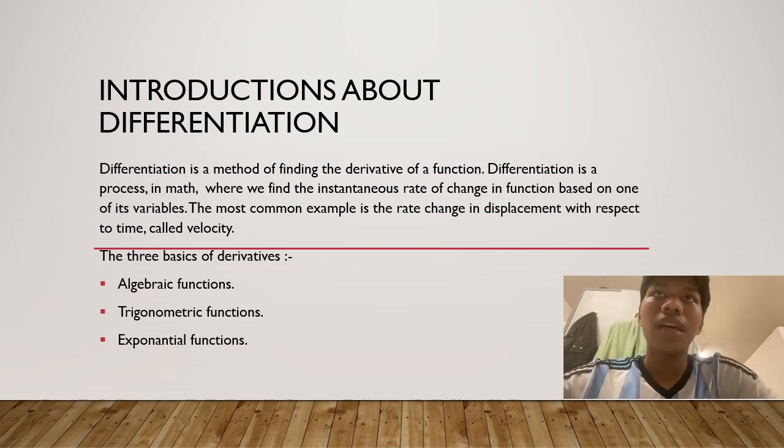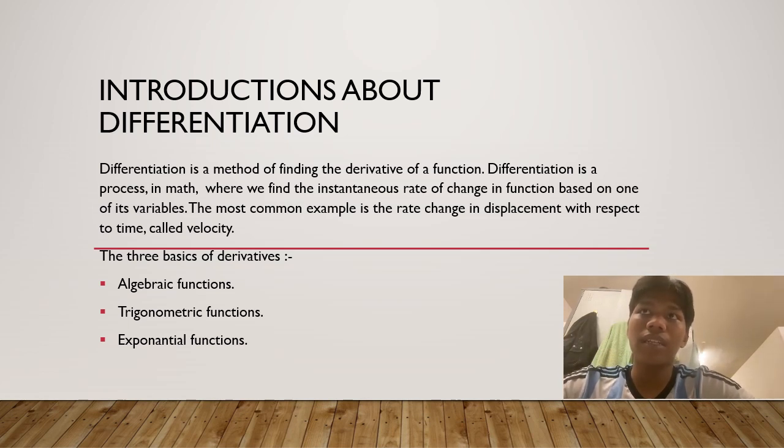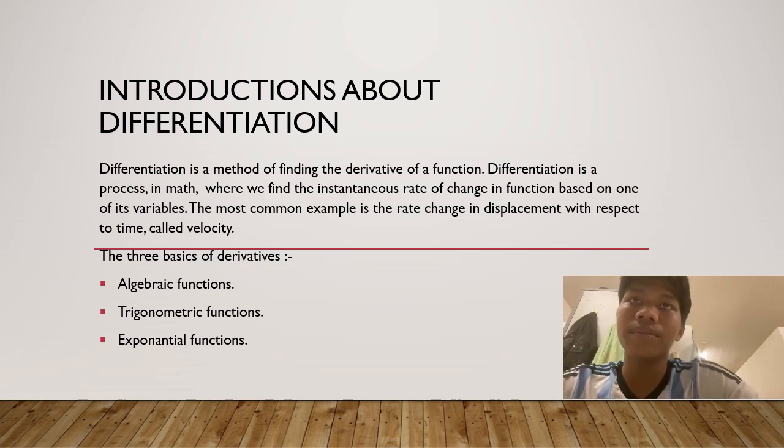Introduction about differentiation. Differentiation is a method of finding the derivative of a function. Differentiation is a process in math where we find the instantaneous rate of change in a function based on one of its variables. The most common example is the rate of change in displacement with respect to time, called velocity. The three basics of derivative are: first, algebra function; second, trigonometric function; and third, exponential function.